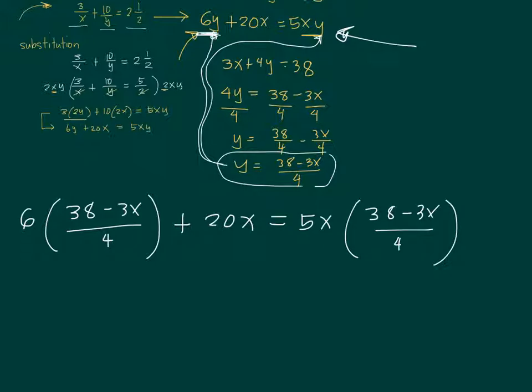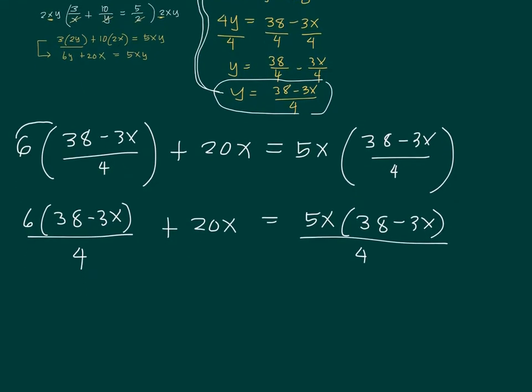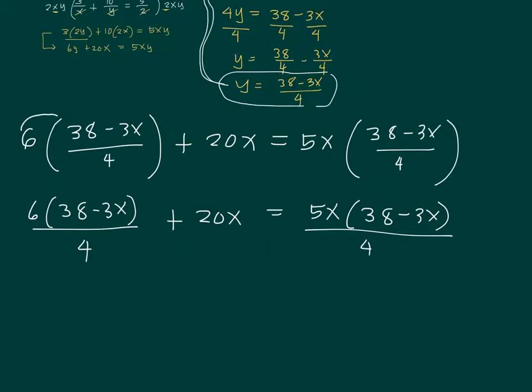There are many ways in this step. I can distribute 6 immediately, or just multiply it to the numerator, 38 minus 3x, so I have over 4. 20x will remain as 20x. And this one, I have 5x multiplied to 38 minus 3x over the 4. Okay? And still, just continue working on it until it becomes a simple expression.